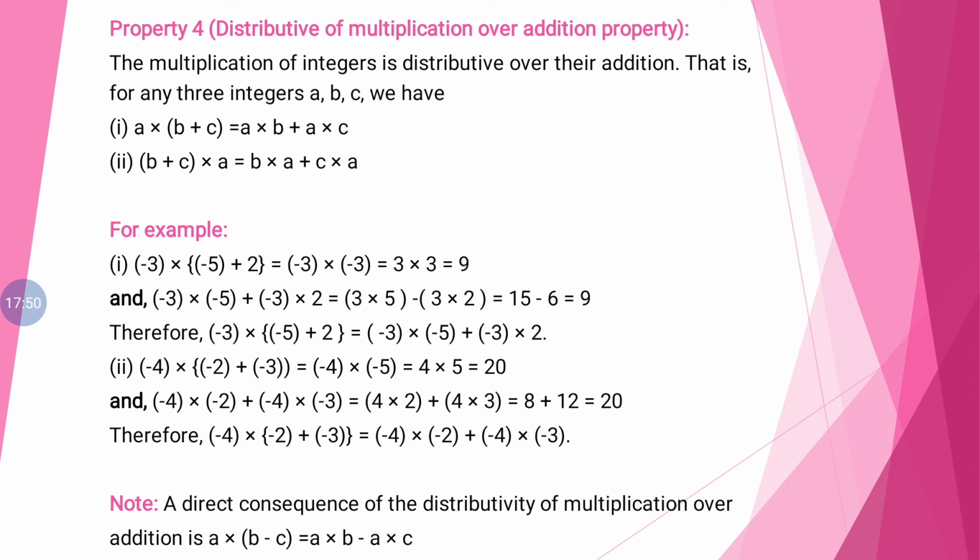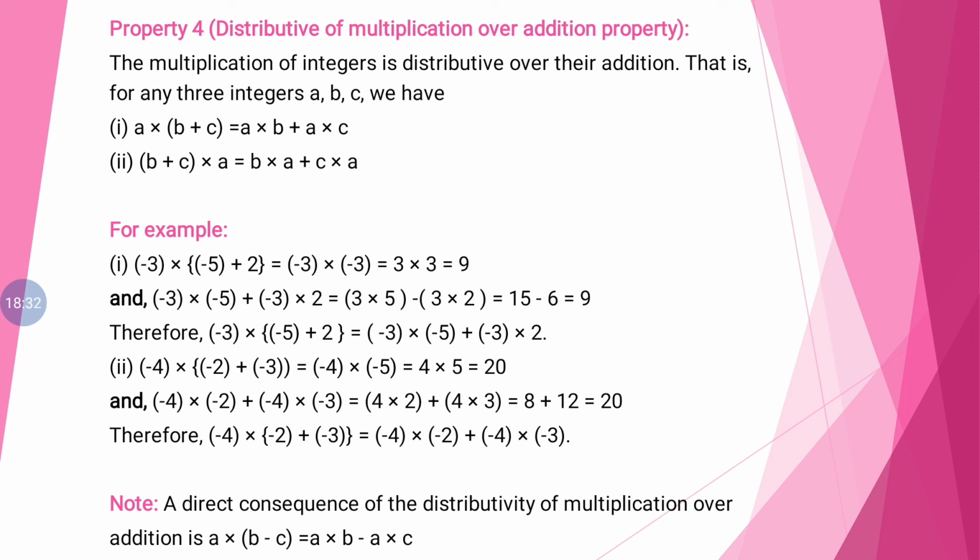Another example, minus 4 into bracket minus 2 plus minus 3. First, same sign, so add and put the minus symbol: 2 plus 3 is 5, so minus 5. So minus 4 into minus 5. The product of same sign is positive. 4 fives are 20. So it is equal to 20.